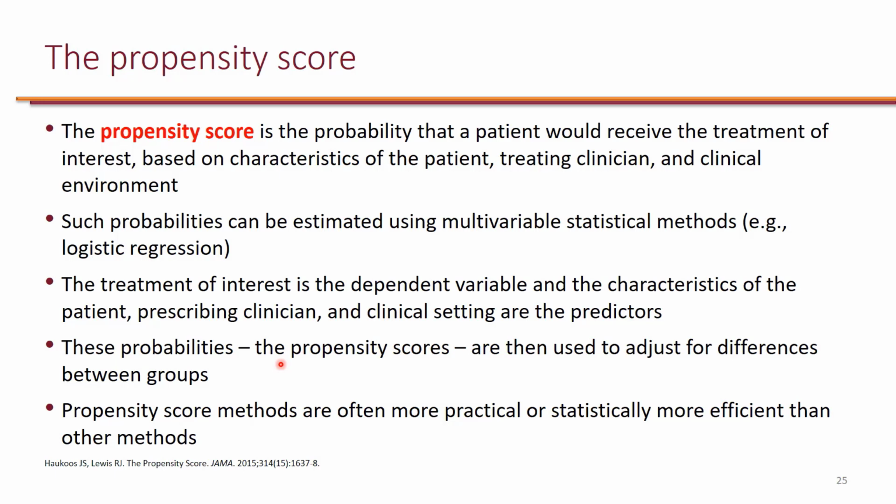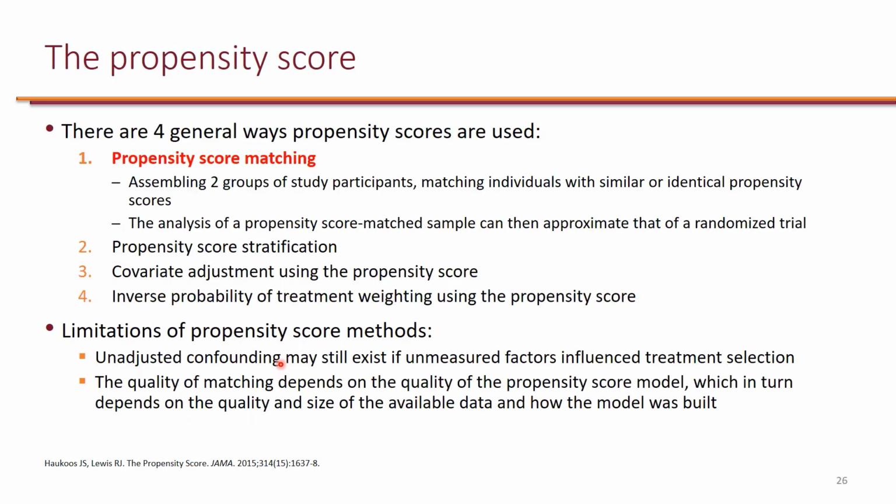If they did not have propensity score methods, they already have lower internal validity compared to observational studies that actually use propensity score methods. Now, there are 4 general ways propensity scores are used. The focus of this course is on propensity score matching. The rest of them are beyond the scope of this course.